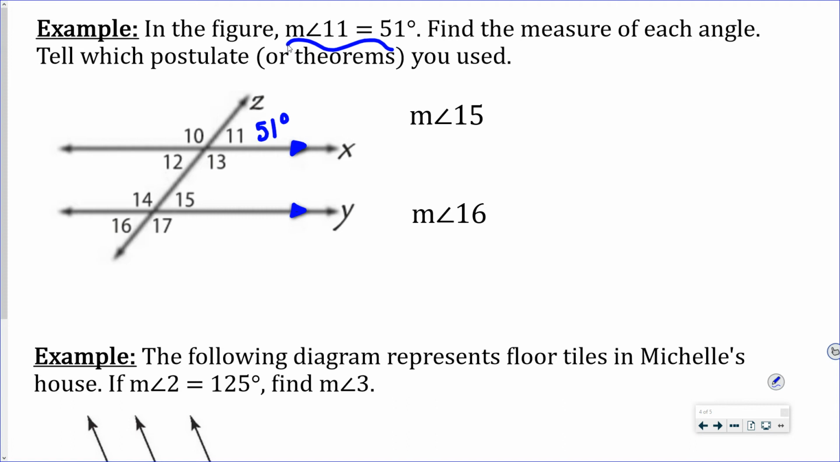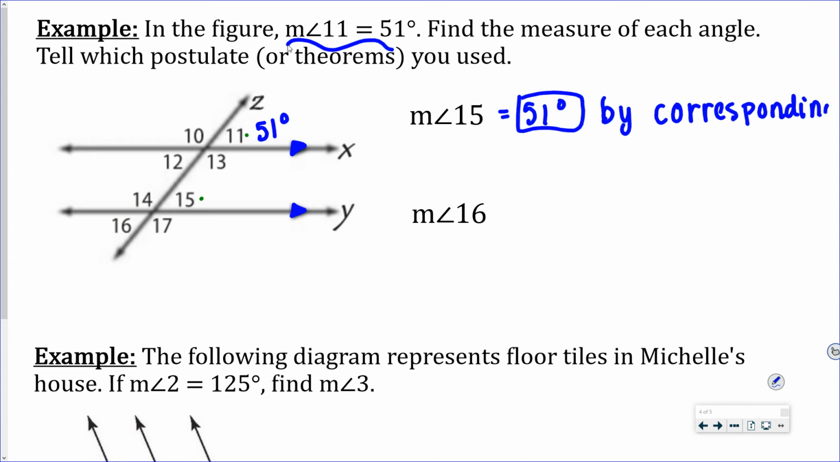So that's great. They want us to find the measure of angle 15. What's the relationship between angle 11 and angle 15? You can shout out. Corresponding. They're corresponding, right? They're both in the upper right-hand corner. Corresponding angles are congruent. So this one's also 51 degrees. You can just say by corresponding. All you need to know is the measure of one of these, and we could find the measure of all of them. Okay, so we know that this one and this one are congruent, 51 degrees.